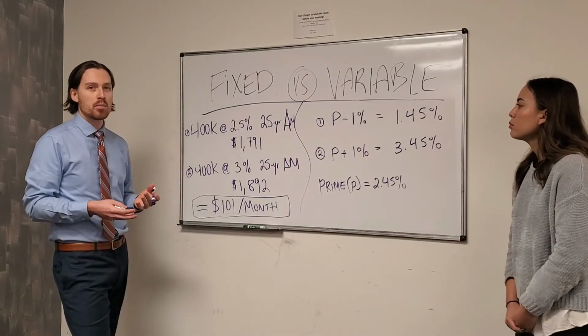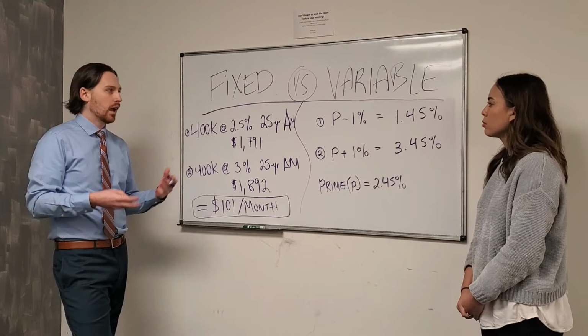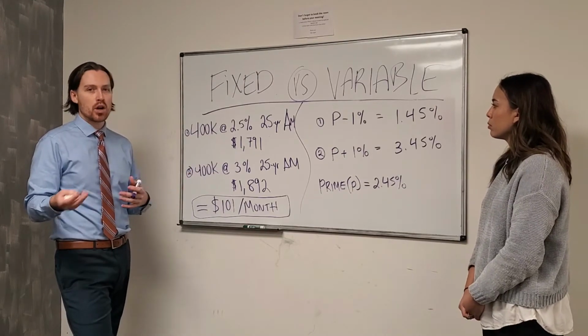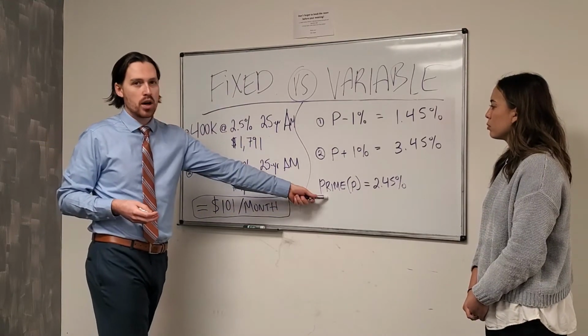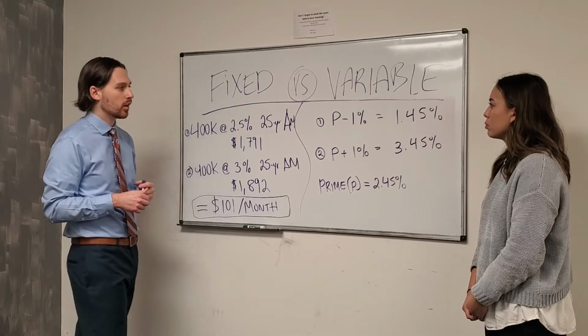Like I said, the Bank of Canada meets 8 times a year, and they make an announcement on what they do with their target overnight rate, which influences this prime rate. So that's why I say 8 times in a calendar year.